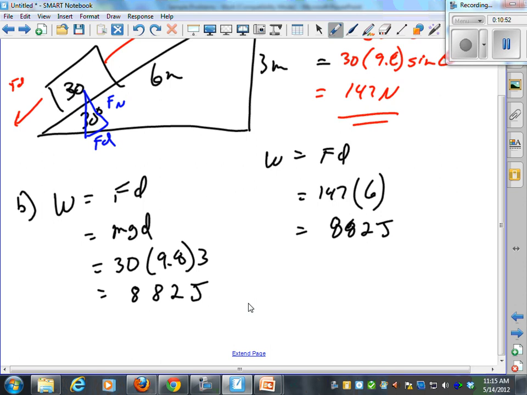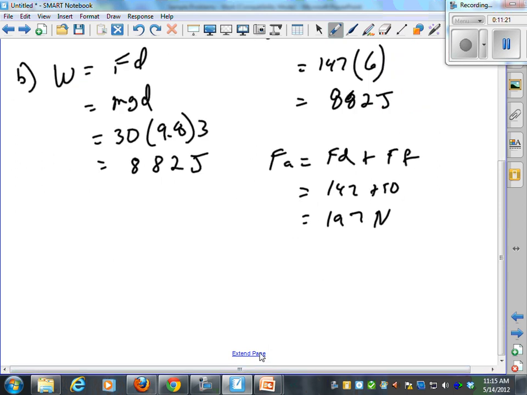So how much work is done if there's a friction force of 50 newtons up the plane? My applied force is going to have to be my down force plus my friction. In other words, 147 plus another 50. You're going to need 197 newtons of force. So yes, that's going to be more work.